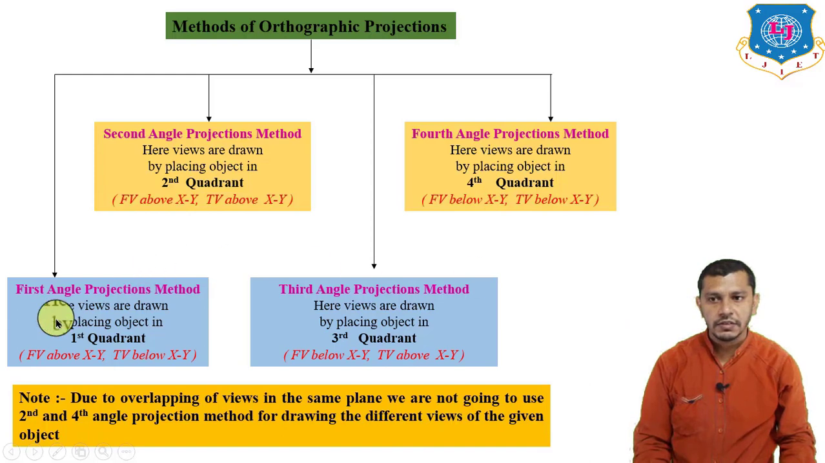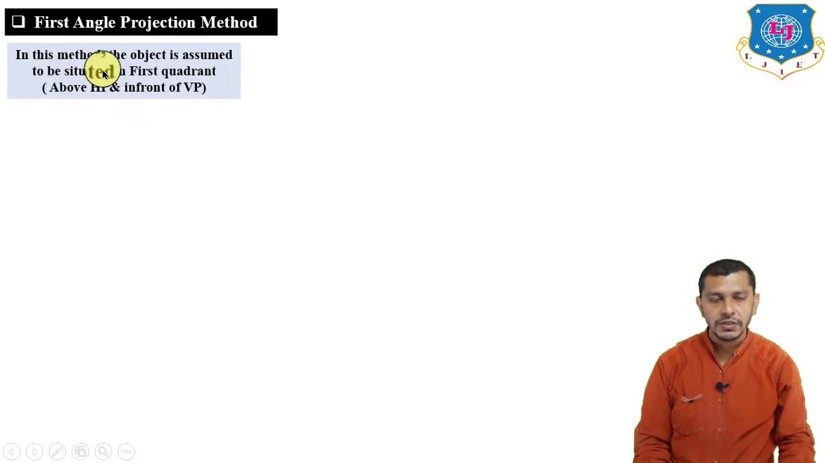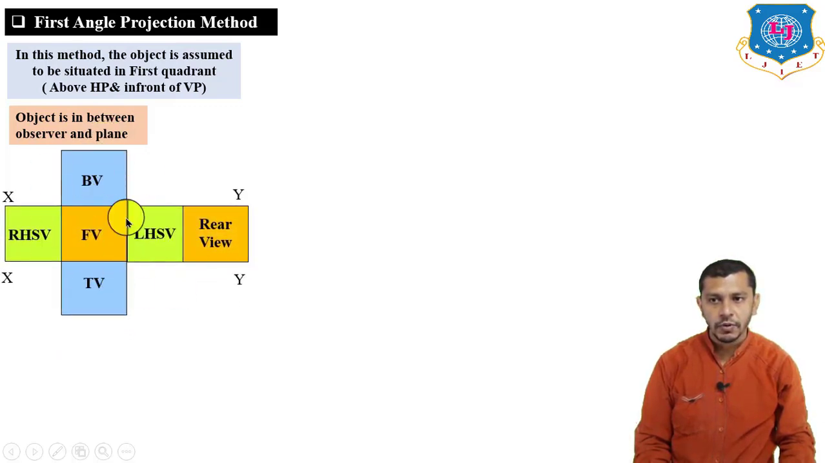So now let us discuss the first angle and third angle projection methods, starting with the first angle projection method. In the first angle projection method, the object is assumed to be situated in the first quadrant. That means above HP, in front of VP. And if the object is in the first quadrant, the object is in between the observer and the plane. And the views are plotted like this.